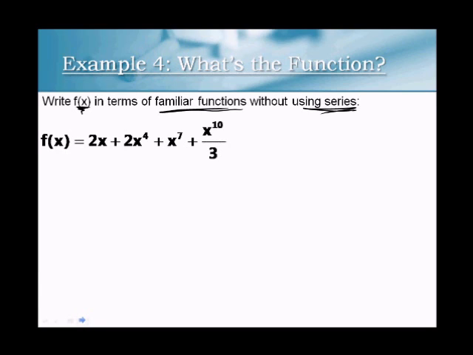Here it is, f of x equals 2x plus 2x to the 4th plus x to the 7th plus x to the 10th over 3 plus x to the 13th over 12 plus ... And then here's a formula for a general term, 2x to the 3n plus 1 over n factorial.